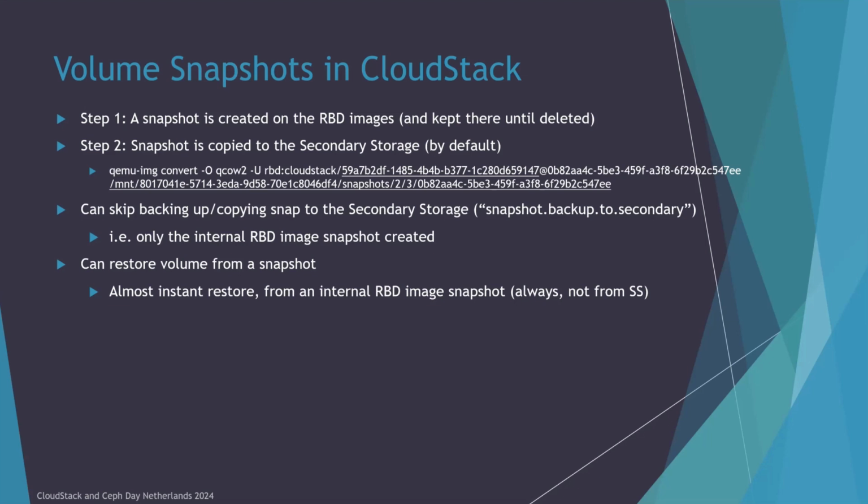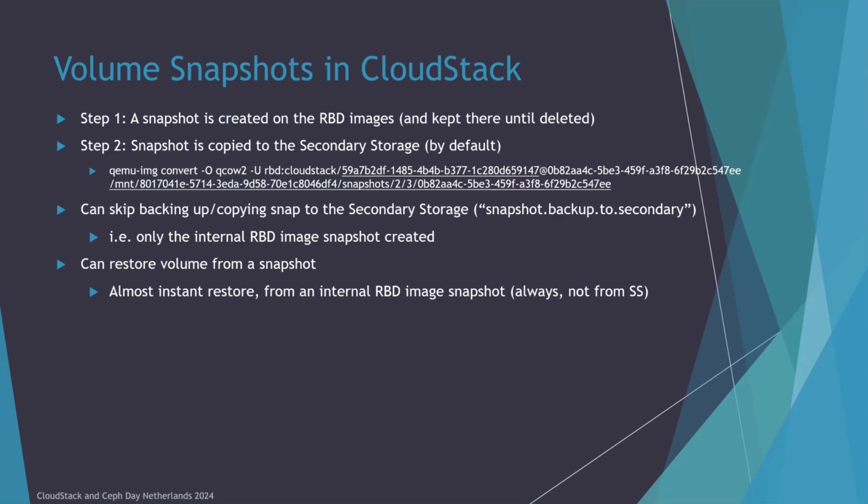You can skip backing up those if you're using Ceph, because you can argue there is no benefit to actually copying this to a secondary storage in the case of Ceph specifically, because we always keep the snapshots on the RBD images. And if you configure the specific global setting, snapshot backup to secondary, to false, then CloudStack will not initiate this step number 2. It just creates an internal RBD snapshot. This is interesting because you save some space, and assuming it's a distributed system, obviously, you don't need to worry really about losing your data that much. So yeah, I'm not sure that you actually want to export to NFS or secondary storage at all.